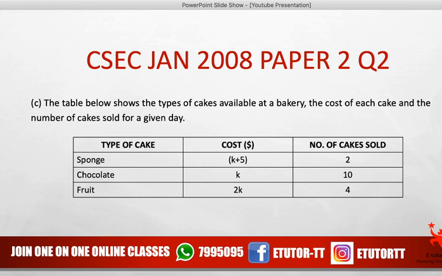Part C. The table below shows the types of cakes available at a bakery, the cost of each cake, and the number of cakes sold for a given day. So sponge cake is K plus $5. The number of cakes sold is 2 cakes. Chocolate cake is K dollars, and 10 cakes were sold. Fruit cake was $2K, and 4 cakes were sold.